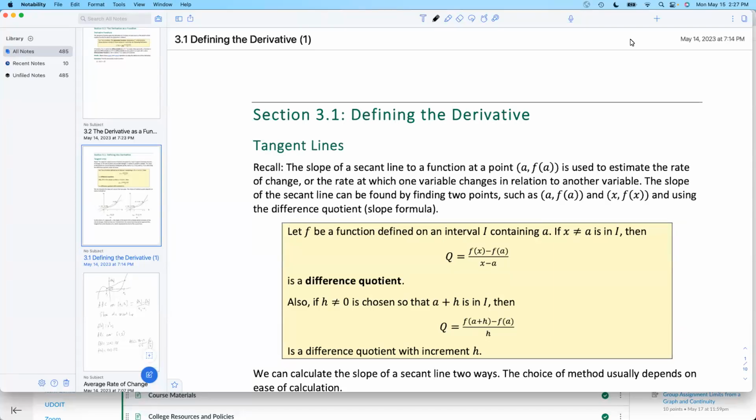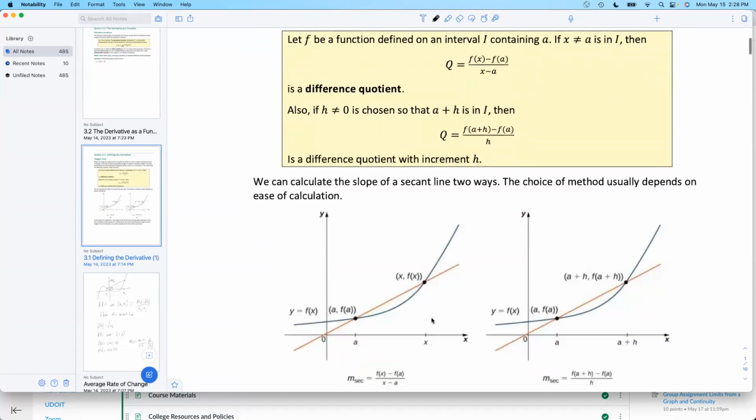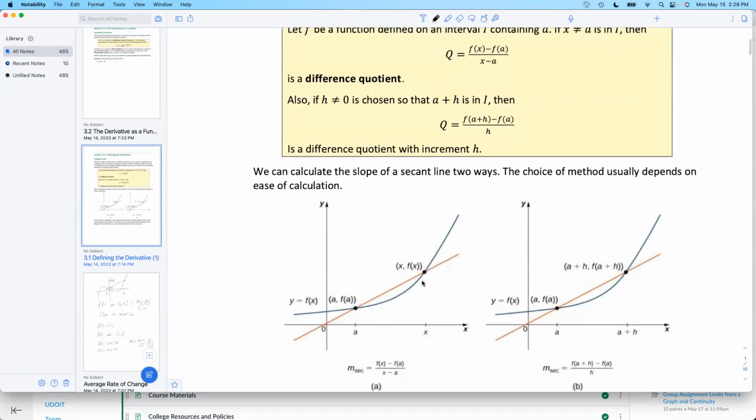Okay, now we are going to get to defining the derivative, the heart of calculus. Calculus is all about limits, and the most important limit we have is the derivative. And the derivative is related to the average rate of change. So average rate of change would tell me the slope of a secant line connecting 2 points.